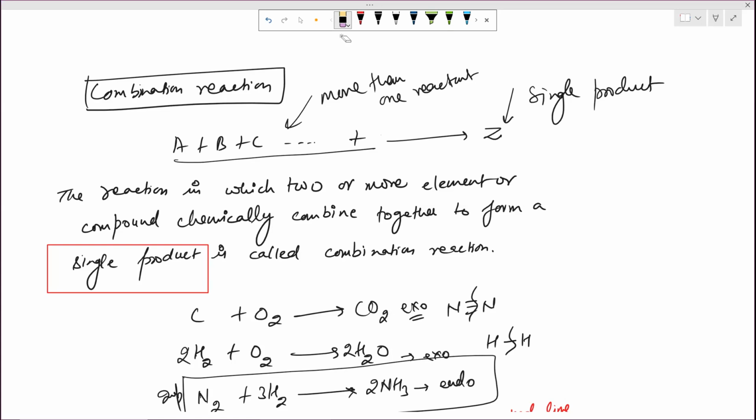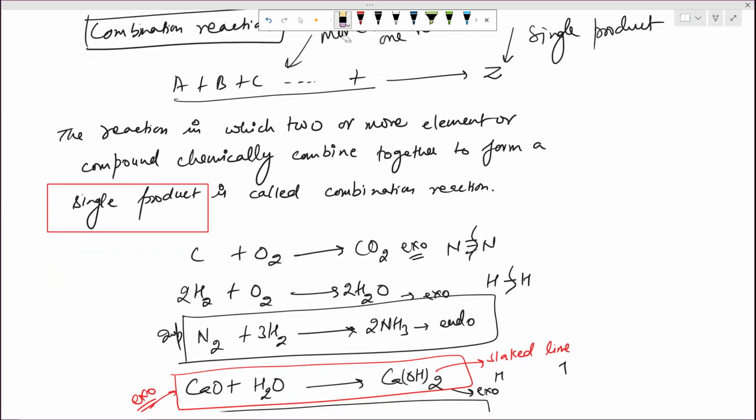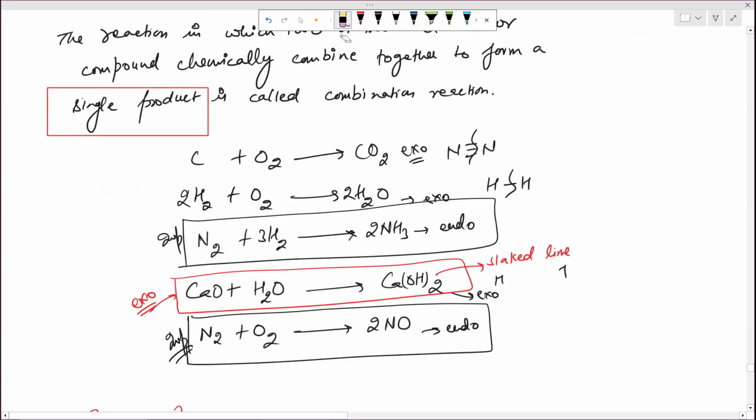So if I'm looking here, for example, C plus O2 will give you CO2, H2 plus O2 will give you H2O, N2 plus 3H2 will give you NH3, CaO plus water will give you calcium hydroxide. N2 plus O2 will give you NO. Generally, all combination reactions are exothermic in nature, like you see here. But in case of nitrogen, a large amount of energy is required to break the bond, because nitrogen has a triple bond.